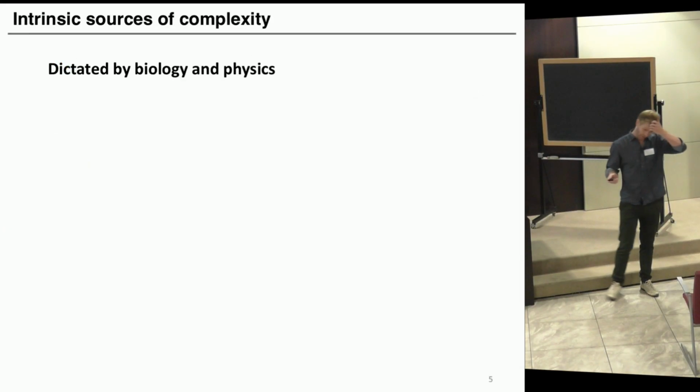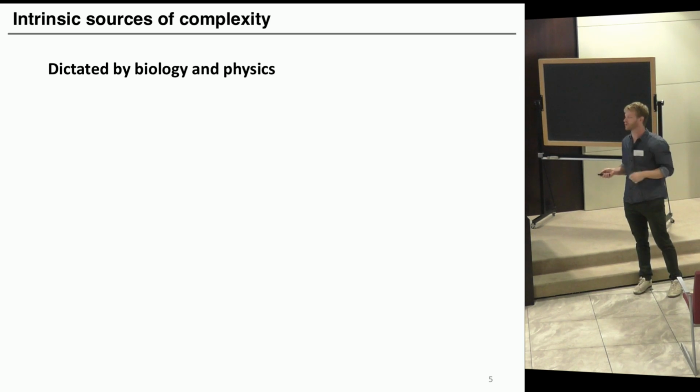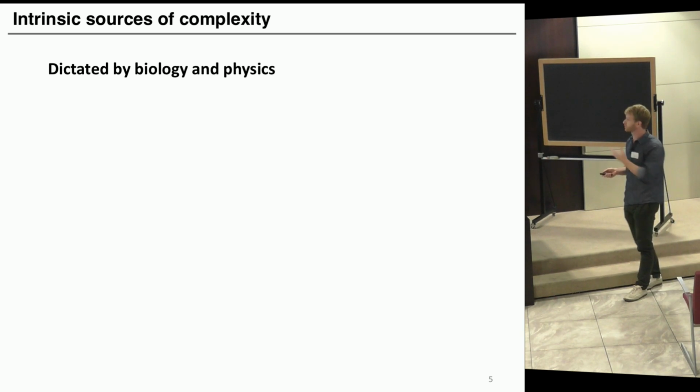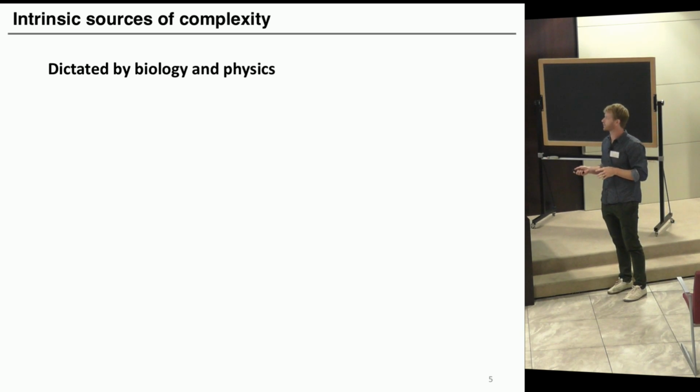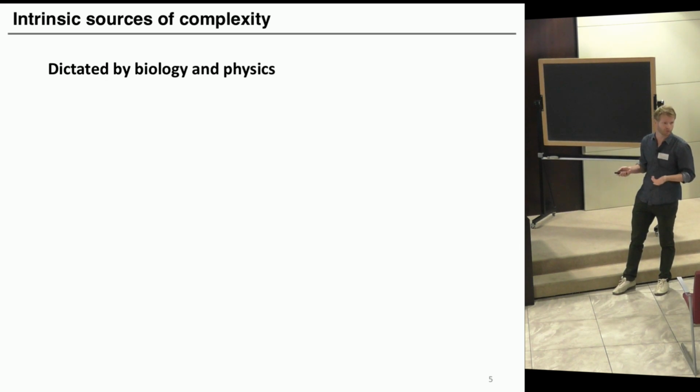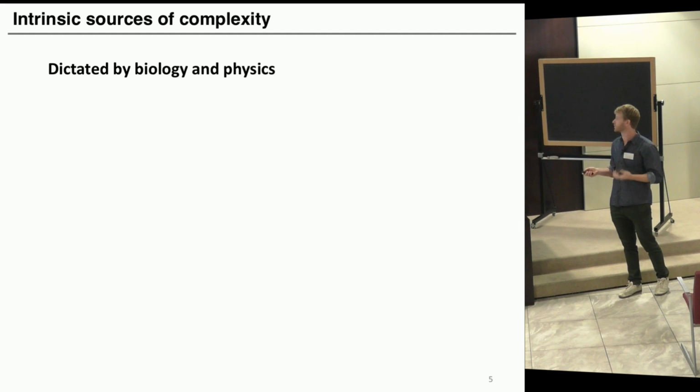Now I'm just going to list basically all the problems that I could think of, and try to go over them a bit quickly. We have both intrinsic and extrinsic sources of complexity for analyzing these kinds of data. The intrinsic sources are basically what we can't do anything about. This is dictated by what goes on inside the cell, the physics of the cell.